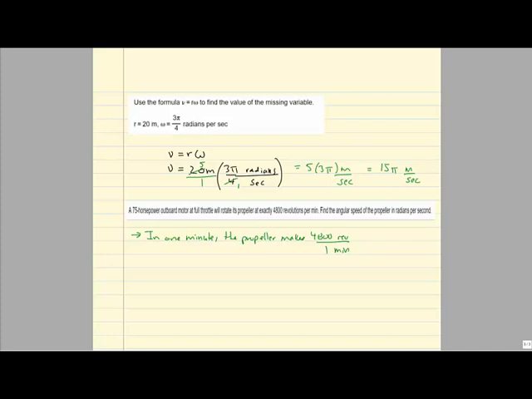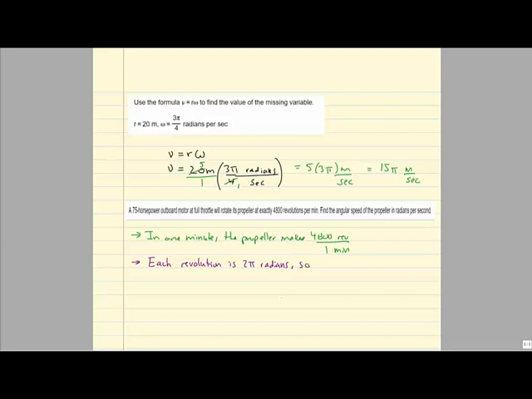So each revolution is a full spin. If you think about it, a revolution means going in a circle, and a full spin around the unit circle is 2 pi radians. So each revolution is 2 pi radians.